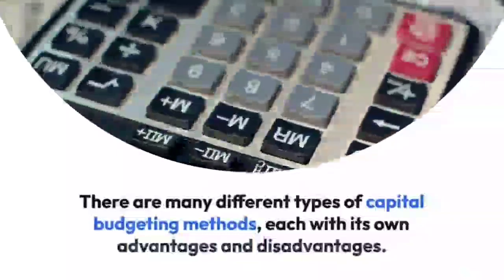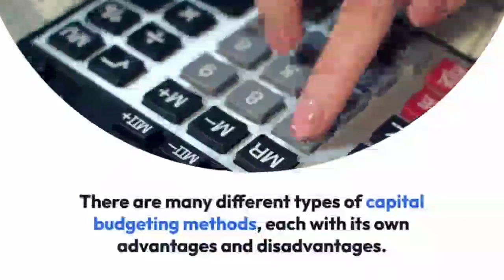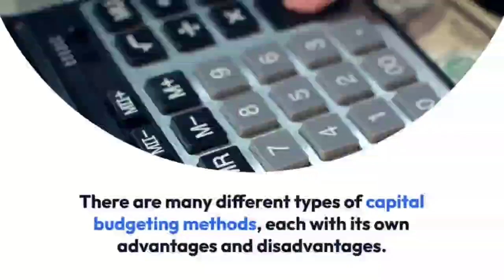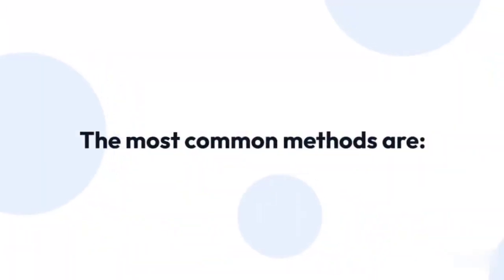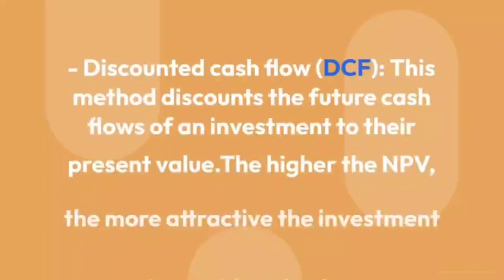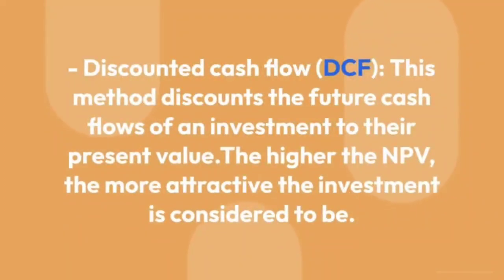There are many different types of capital budgeting methods, each with its own advantages and disadvantages. The most common methods are discounted cash flow, DCF. This method discounts the future cash flows of an investment to their present value. The higher the NPV, the more attractive the investment is considered to be.